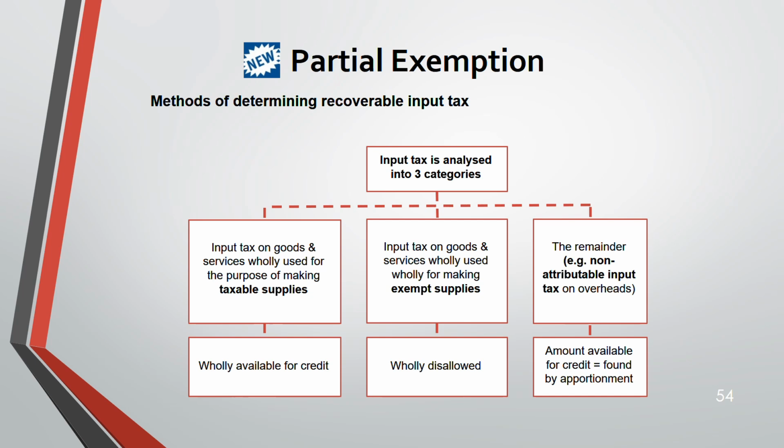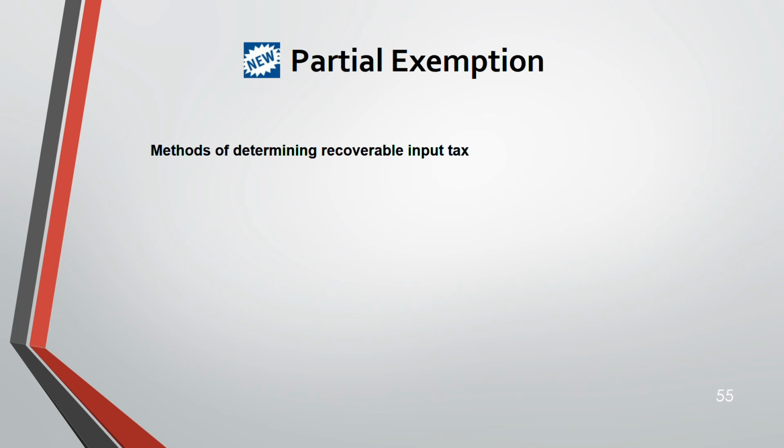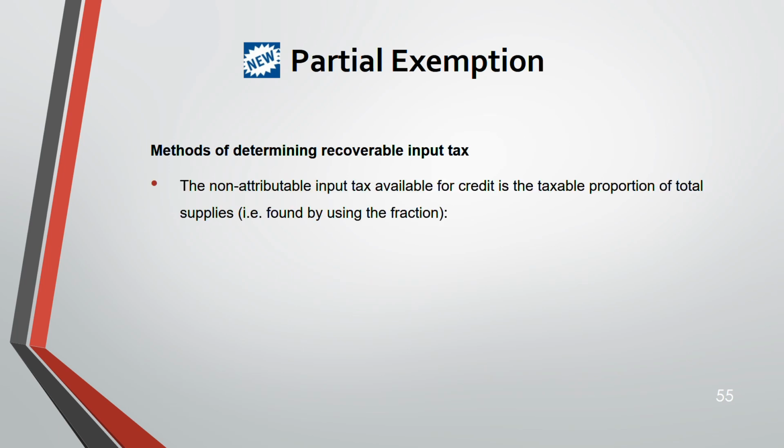So this is the remainder. It is that where you cannot attribute the input tax either to the taxable or exempt. Now, the non-attributable input tax available for credit is the taxable portion of total supply, found by using a fraction. Remember this fraction: total taxable supply divided by total supply.